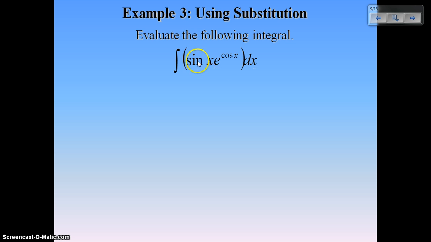So if I look at this, sine of x times e to the cosine x, I see that cosine x is inside of the e function. So I'm going to let u equal cosine x. I next take the derivative of that. The derivative, du, would be equal to negative sine x dx. Take the derivative using differentials.